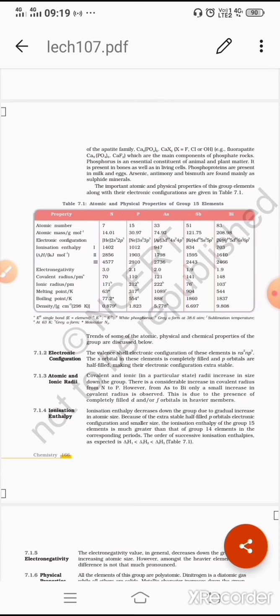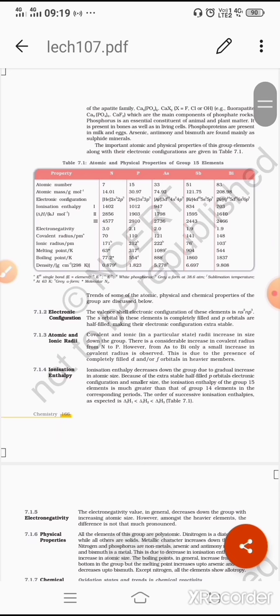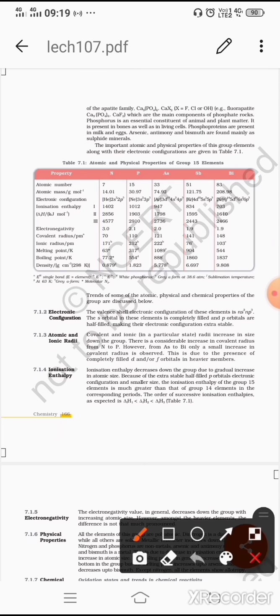And the special thing about electronic configuration in the p block is that they are extra stable. Why are they extra stable? Because group 15 elements have half-filled electronic configuration, and as they have half-filled electronic configuration, they have extra stability, because half-filled electronic configuration is considered to be stable.